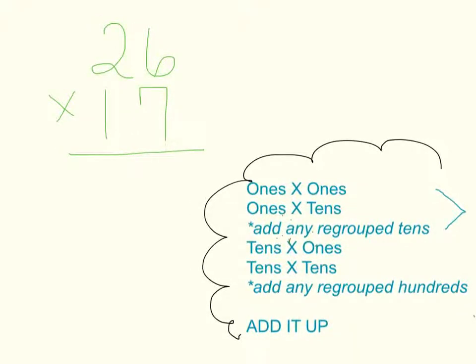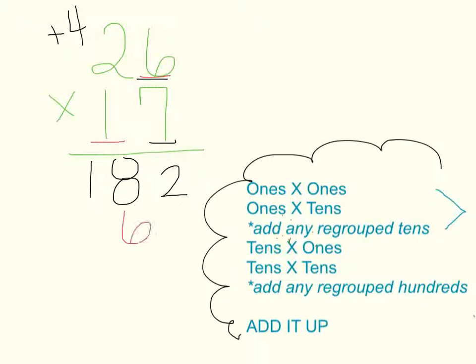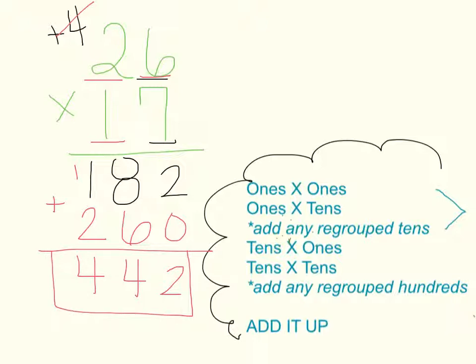All right, check your work to see if it looks like mine. 7 times 6 is 42. 7 times 2 tens is 14 tens, plus 4 more tens is 18 tens. 10 times 6 is 60. 10 times 20 is 200. Add it up to get a final product of 442.